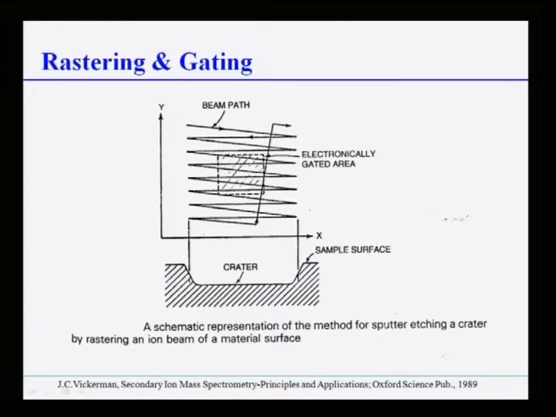Well, SIMS can also be used to raster, and this is done in time of flight. You can see here the beam path follows like this, and this is nothing but an electronically gated area. You can actually create a scan, and as you raster, at every point you can measure the SIMS profile by time of flight. Once you do that, at every point you get the composition values, and this way you can create a 3-dimensional map.